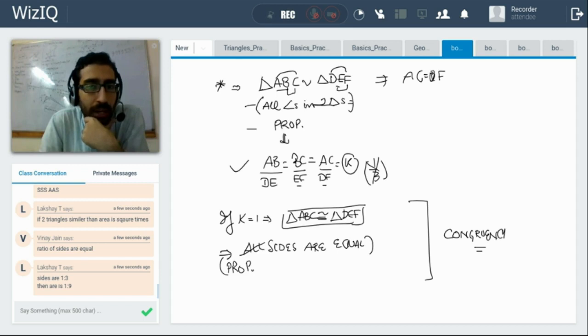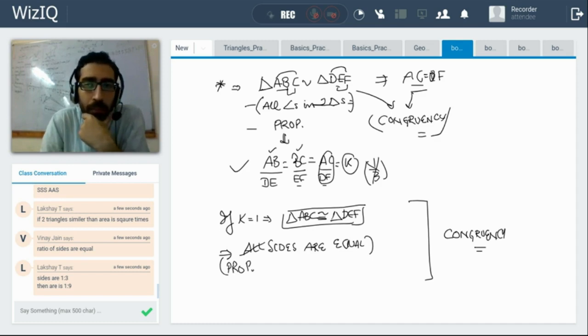Because I know that AC by DF, where is it? Here, is equal to BC by EF is equal to AB by DE. They are all proportional and therefore equal to 1. So even if you can prove one, you combine this piece of information and the second piece of information, and you get that the two triangles are congruent. Yeah, is this clear? And I'm going to talk about the different kinds of congruency, but in a sense, that is what congruency is.